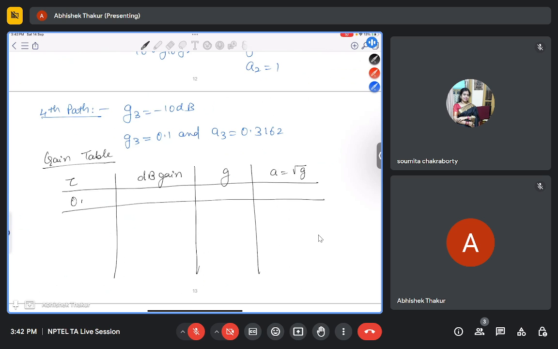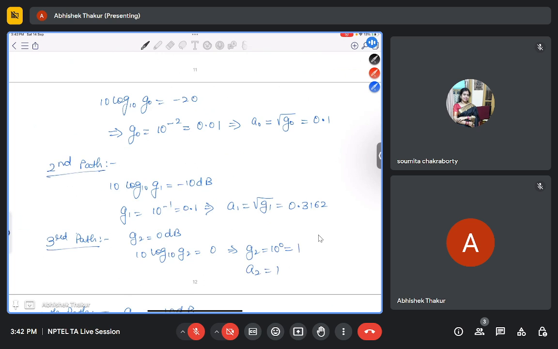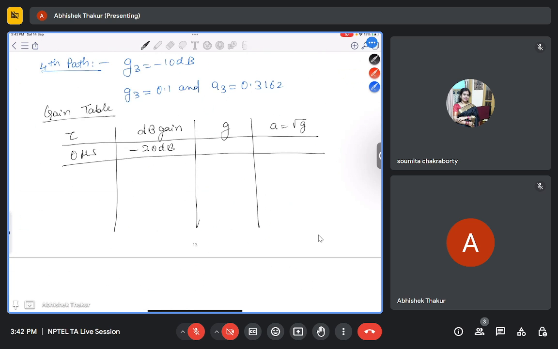The first component arrived at 0 microsecond. It was given minus 20 dB. And what was the G value we have calculated? 0.01, and A is 0.1. Second component arrived at 1 microsecond.